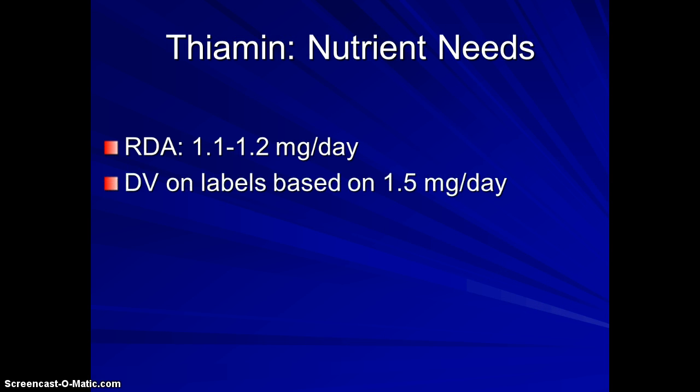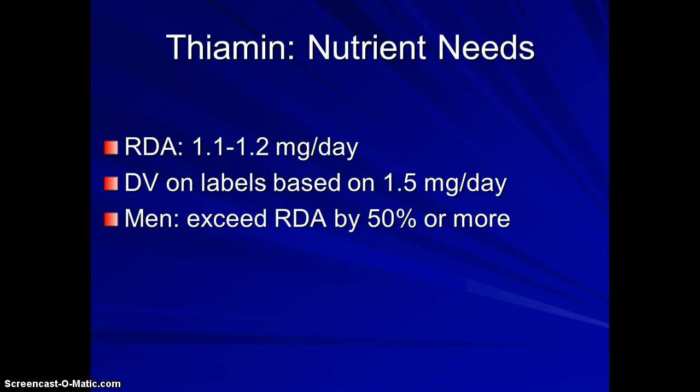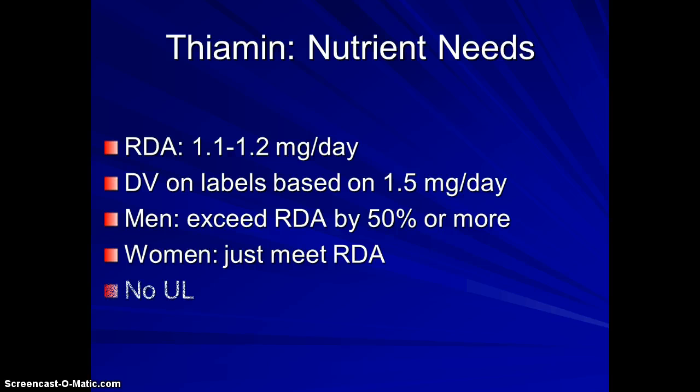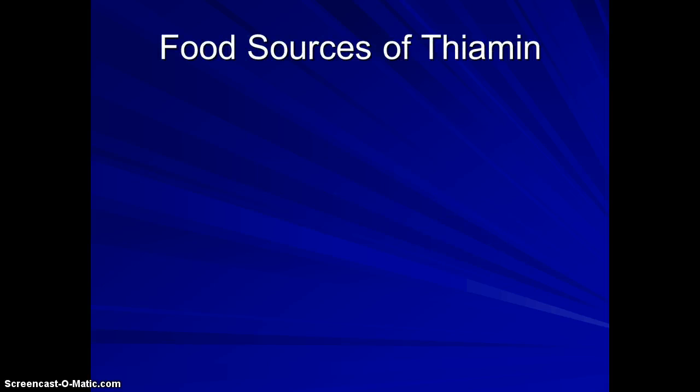So how much do we need? Very little, 1.1 to 1.2 milligrams. Keep in mind that a gram is about the size of the pencil tip eraser. And this is a milligram, so it's 1,000 times smaller than that. So this is again why we call these micronutrients. They're needed in very small amounts. And again, women are getting enough, men get more than they need, but it's water soluble, so we pee out the extra.